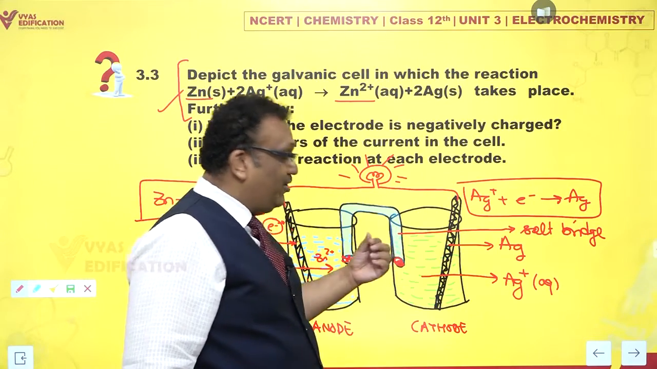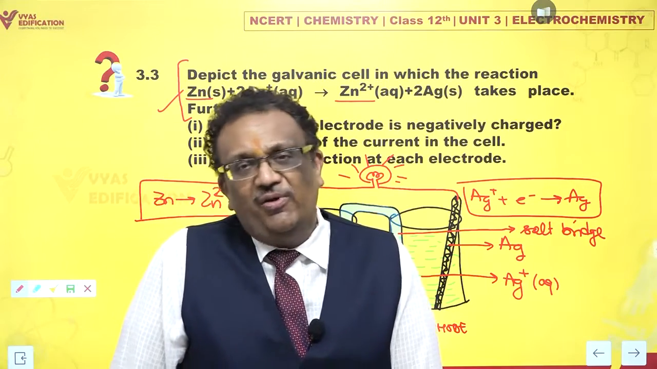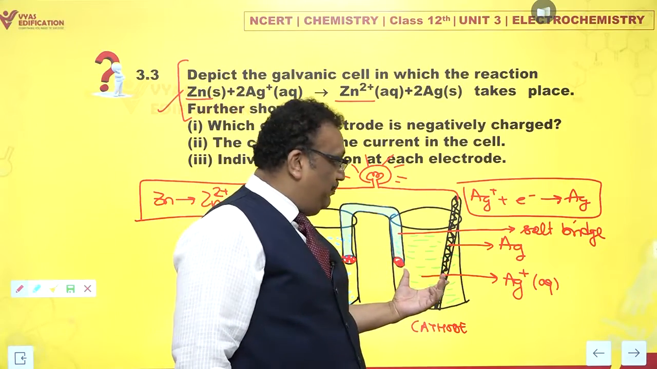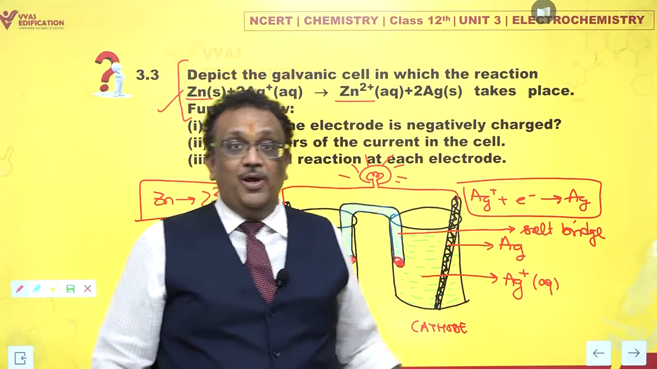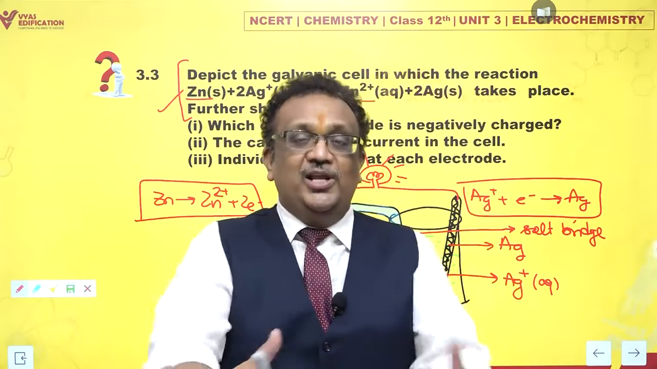The moment a silver rod is dipped in a solution of silver ions, suddenly, silver atoms are sleepy by nature. They love to sleep. Ag plus ions, the moment they see the opportunity, they say, oh my God, there is a silver rod and we are also silver. So let's go and sleep.